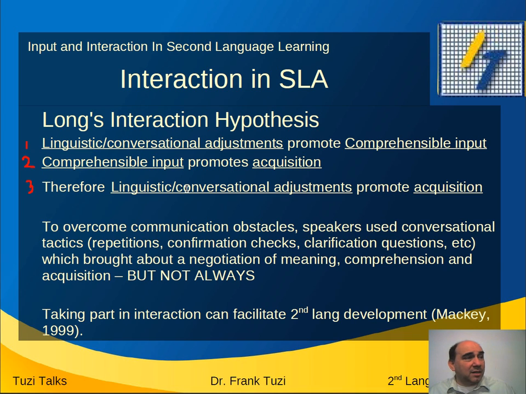Now, the research that Long had done indicated that although it did happen many times, it didn't happen all the time. There were some groups that they had done studies in where there wasn't any acquisition later on, when they went back and retested them on the quote-unquote acquired language. But it did happen sometimes. And so, according to McKay, taking part in interaction can facilitate second language development. So he's not saying that it does, but he's saying it does help. That if you have this interaction, there's more of a likelihood it's going to help you move along to acquire language.